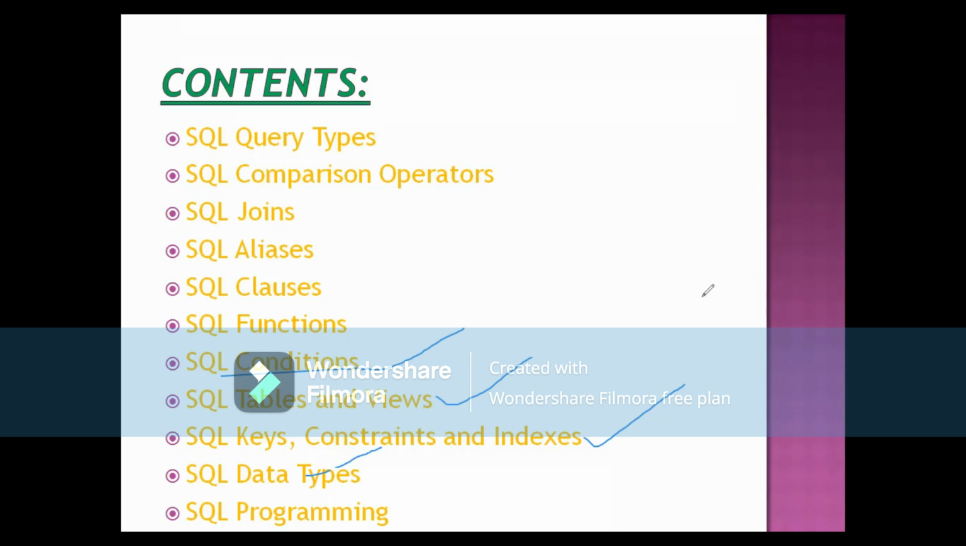And the next one is SQL programming: how to write the programming and the commit section. These topics we will also cover in this course. So we'll cover all these things. The first one is the SQL query types, comparison operators, joins, aliases, clauses, functions, conditions, tables and views, keys, constraints, indexes, data types, and SQL programming.